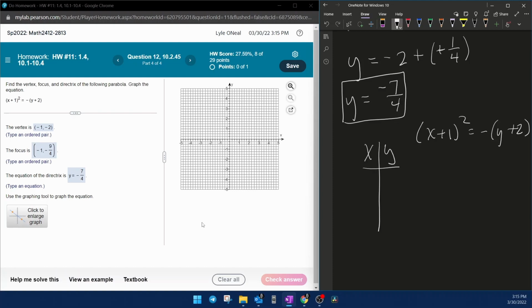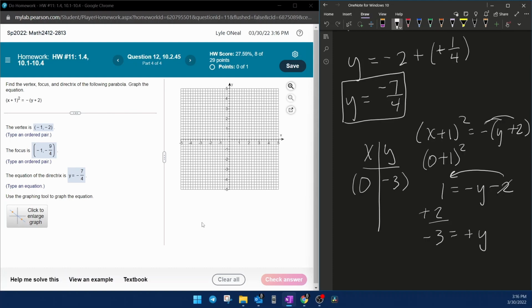So let's say that we pick x to be 0. Plugging that in would give us 0 plus 1 squared, which is 1 squared, which is 1, equals, and I'm going to go ahead and distribute this negative. Negative y minus 2. Bringing the negative 2 over makes it a plus 2. 2 plus 1 is 3. And then if I change the signs on both sides, we have the ordered pair (0, -3).